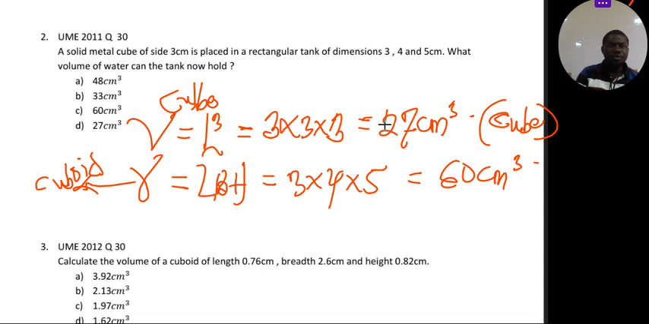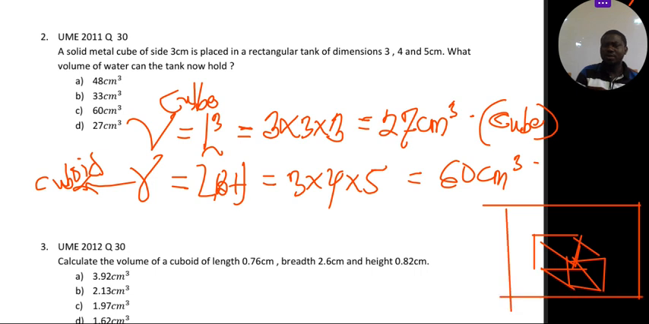What volume of water can the tank now hold? The basic idea is the small cube will have taken up some of the space from which water can stay in the rectangular tank. So if we get the entire volume of the rectangular tank minus the volume of this small cube, since water will not be inside this small cube, we get the volume of the part that water can take.